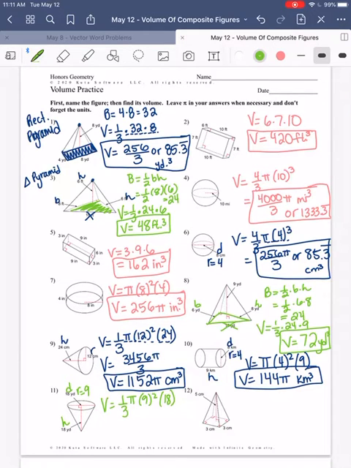Y'all, sometimes I put parentheses, and sometimes I just put the dots. I'm sorry, I'm being inconsistent. You know, it just means multiplication. It doesn't matter how you use it.